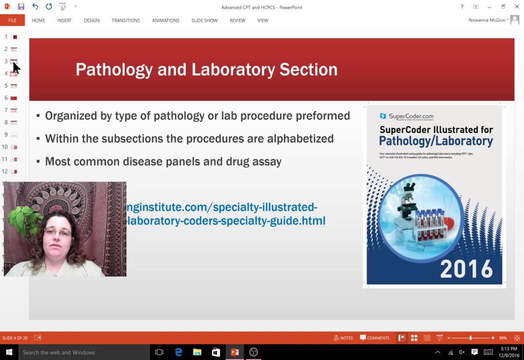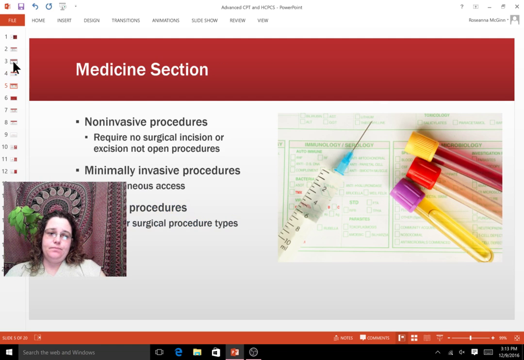And so I have a little picture. It says supercoder.com, illustrated pathology and laboratory. If you get into just pathology and laboratory coding and that's where you end up, you'll probably want to get a book like this or this exact book. I like this book. It has pictures, it's color coded, all the cool stuff. You can look at that stuff on the website I provided on the PowerPoint.